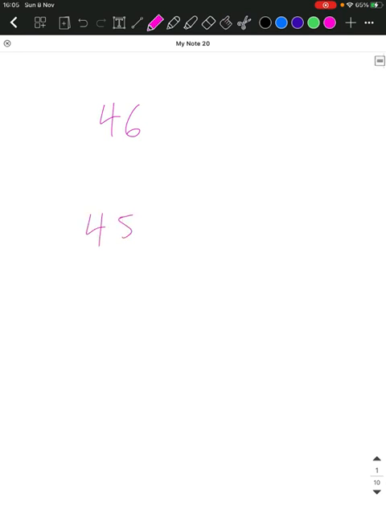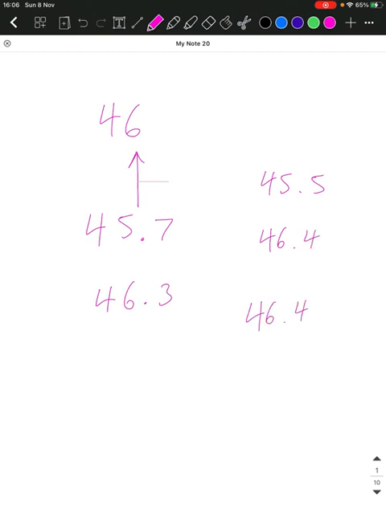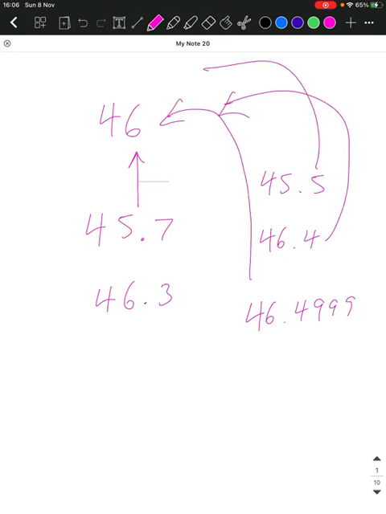So if you think about it, we could have had 45.7. That rounds up to 46 as the nearest whole number. We could have had 46.3. We could have had 45.5. We could have had 46.4. We could have had 46.4999. They all round to 46 as the nearest whole number.